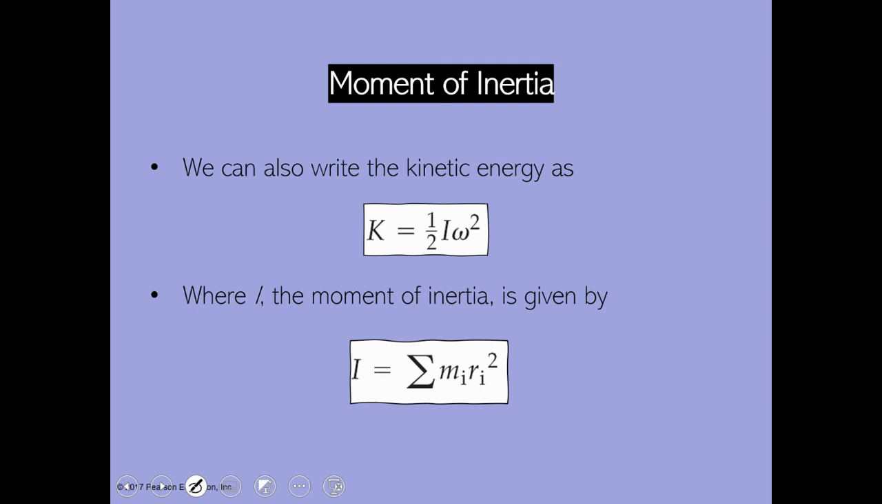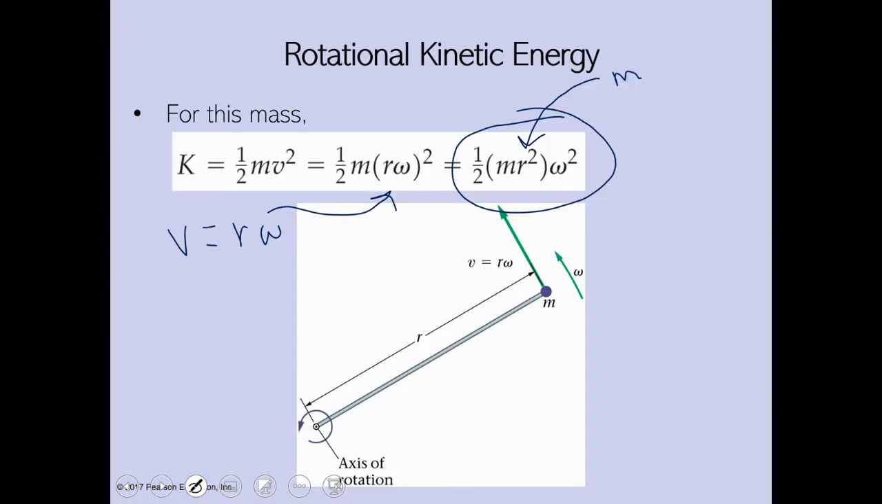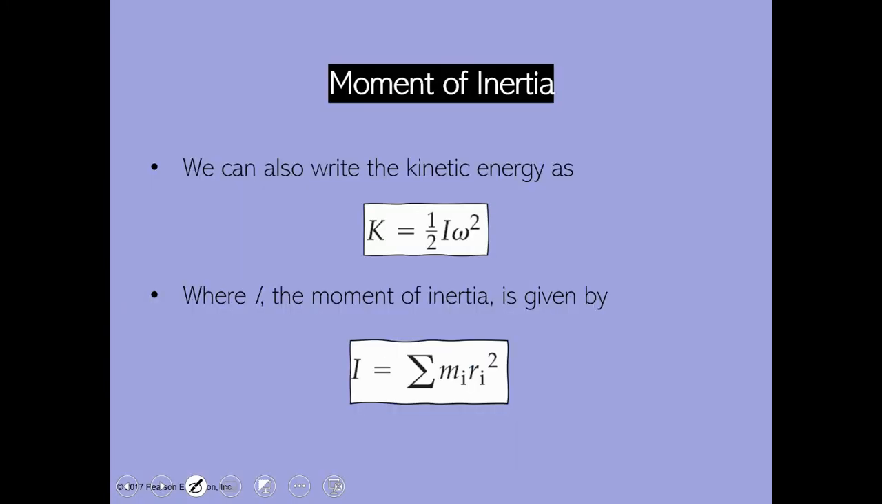Since the mr squared term plays the part of mass in our previous equation, we saw that this is the equivalent of this, and omega squared is the equivalent of our velocity squared.